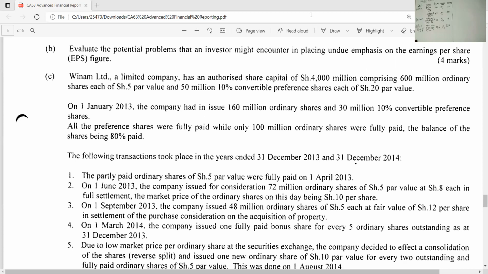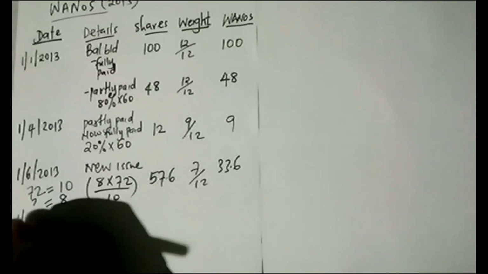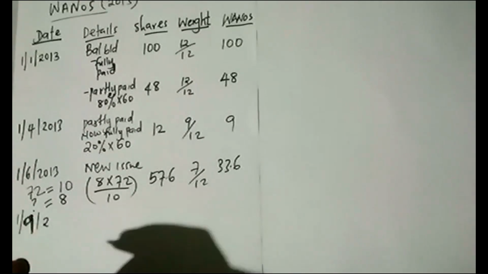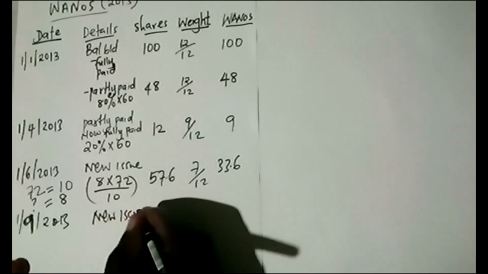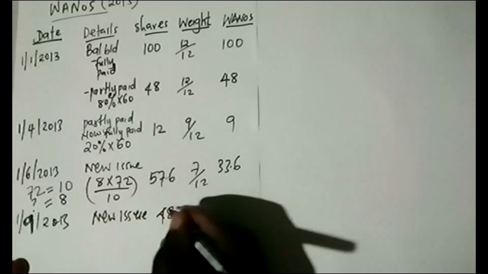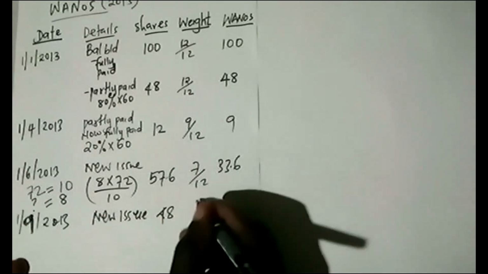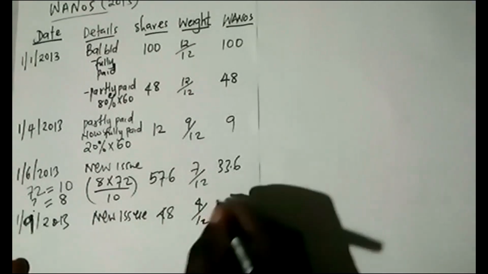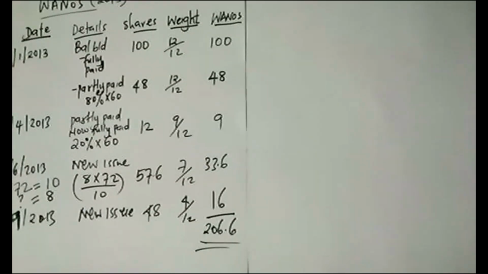So what I will record here is 1st September 2013, new issue. I will just record the 48 because they were issued at full market price of 12. From September to the end of the year is 4 months, that is 4 over 12. If you multiply by the 48, you get 16. So we are getting 6.6.